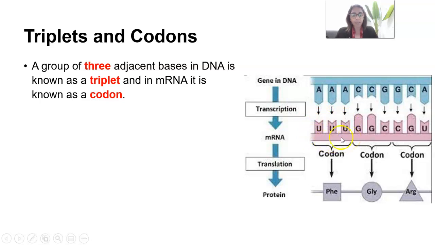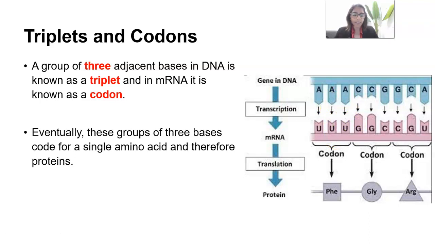Now we give them different names so we know where they come from. In DNA, a group of 3 bases is a triplet. A group of 3 bases in mRNA is known as a codon. And you can see here that the bases are complementary to each other. Now eventually, the group of 3 bases from that triplet and then that codon will be translated into a single amino acid. And the way that these amino acids join together in that particular order will make a protein molecule. And this is why DNA codes for proteins.